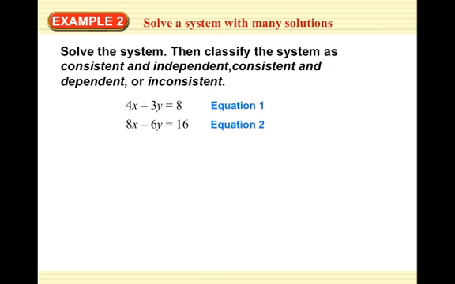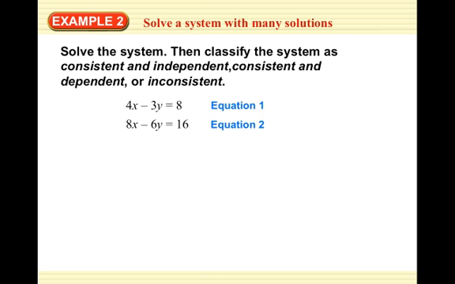Here we go. All right. Now, in this book, they like to have you do some classification of the systems. We're not going to worry about that. We're just going to solve the system. So we've got 4x minus 3y equals 8 and 8x minus 6y equals 16. Just like we did before, we're going to graph the first equation, then graph the second equation on our graph paper.